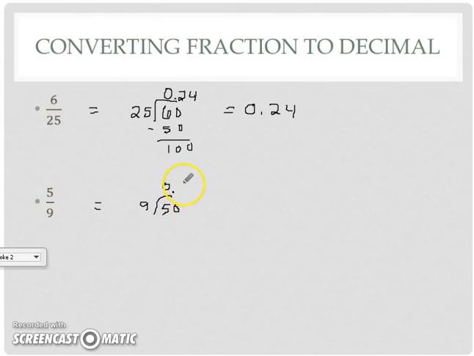9 goes into 50 5 times. Subtracting 45, we end up with a repeating decimal. So for repeating decimals, just make sure that you have that repeat bar above the decimal. So again, to convert a fraction to a decimal, divide the numerator by the denominator.